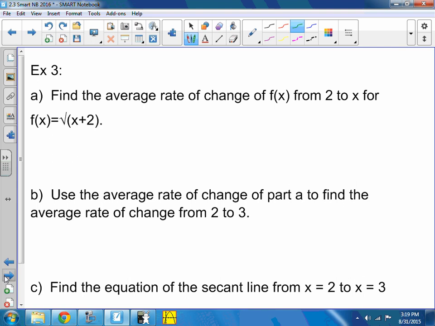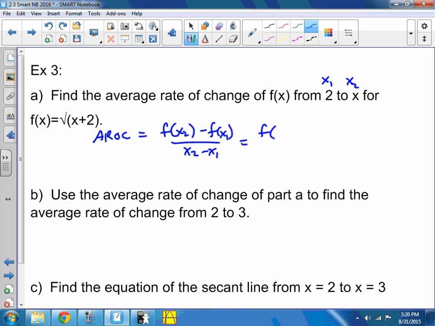Next is example 3. Example 3, you can see it's a little more complicated, but it's the same principle. Find AROC. So we're going to go ahead and bust out the formula blindly. So the formula is we're going to be going from 2 to x. So instead of going from 1 to 6, we're going from 2 to x. So this is kind of like your x1. This is kind of like your x2. Remember, the rule was f of x2 minus f of x1 over x2 minus x1. So we're going to be writing f of x minus f of 2 over x minus 2.